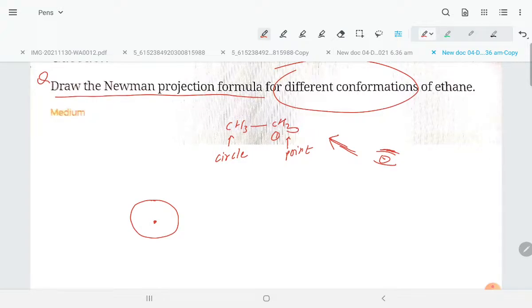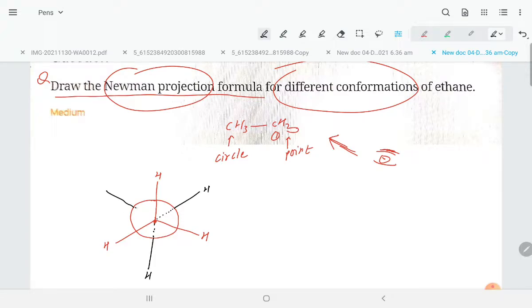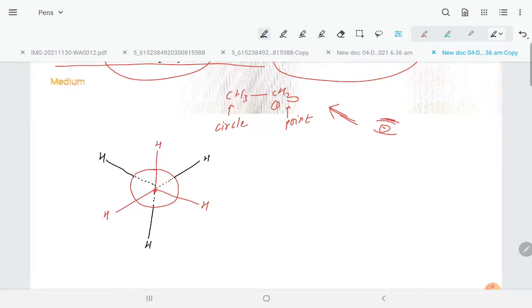In the Newman projection, here you can make it out, this is the front hydrogen of the front carbon. Now let us go for the back carbon. So what is the back carbon? This is the back carbon, with hydrogen, and here you will find this is also going to be back carbon. And this is the Newman projection.